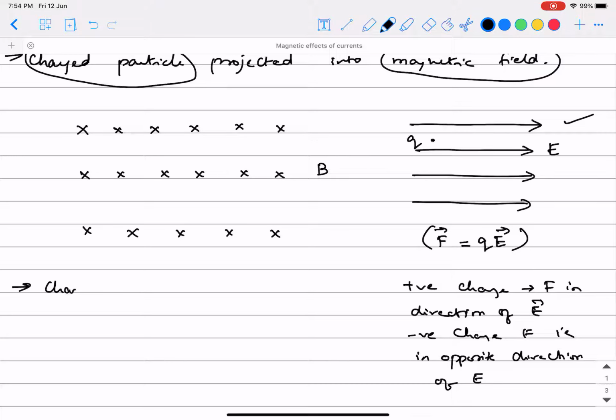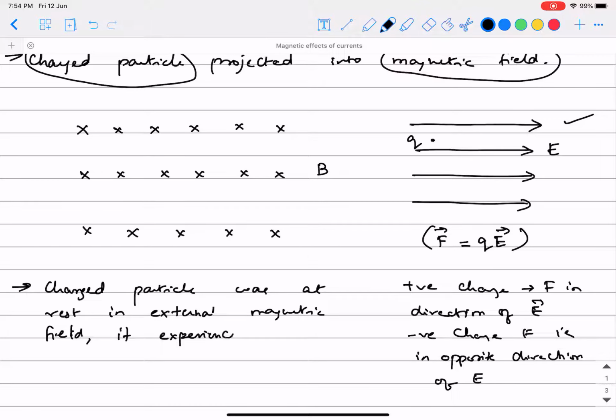If the charged particle was at rest in an external magnetic field, it experiences no force. These were all the observations that were made by the scientist named Lorentz. So if the charged particle was at rest in an external magnetic field, it experiences zero force. So this is the first point.